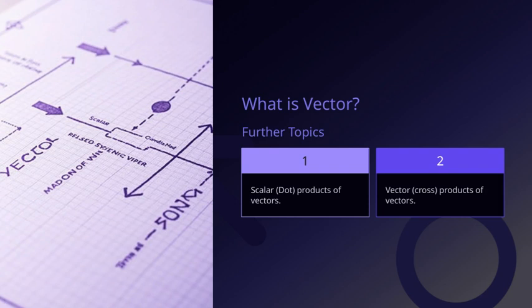Both of these products are fundamental in understanding how vectors interact in space, and they tie directly into the overall theme of exploring vector operations and their applications. So, grasping the differences and uses of these products is essential as we delve deeper into vector mathematics.